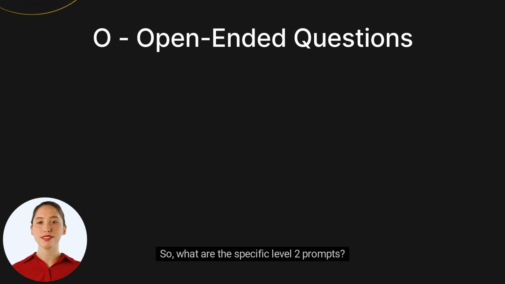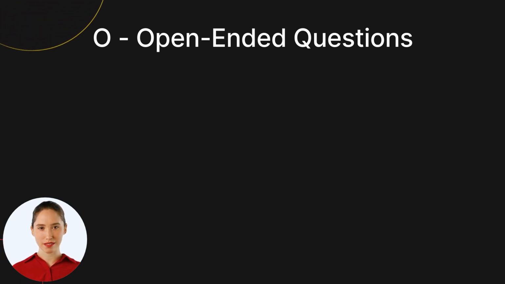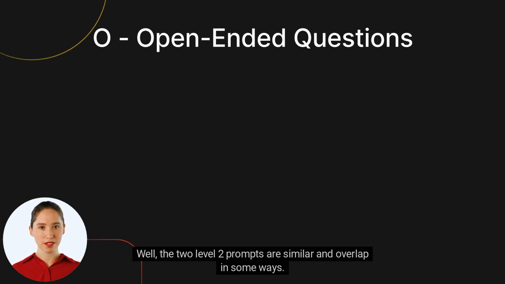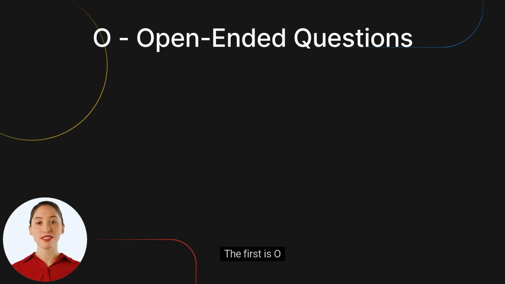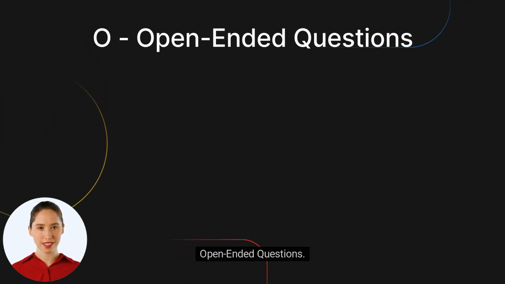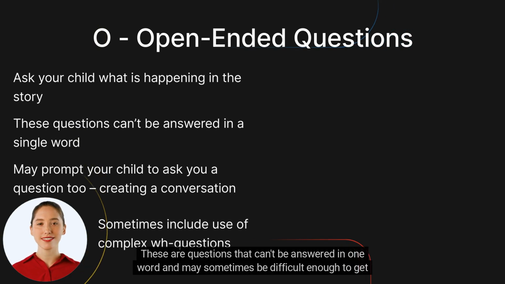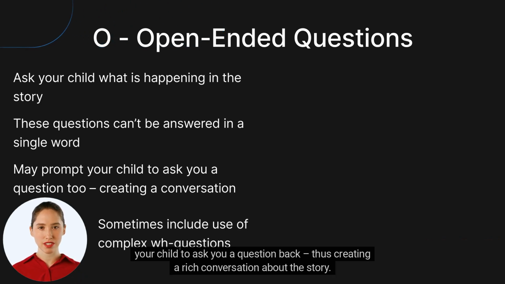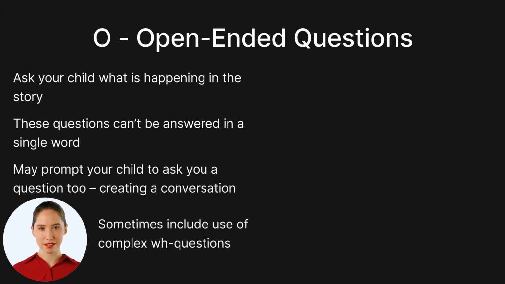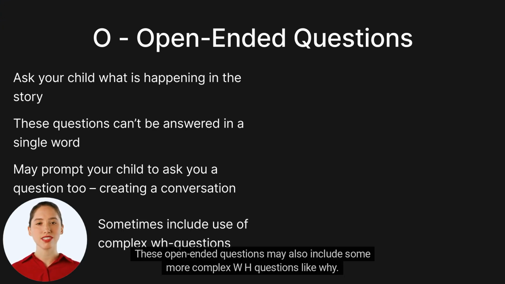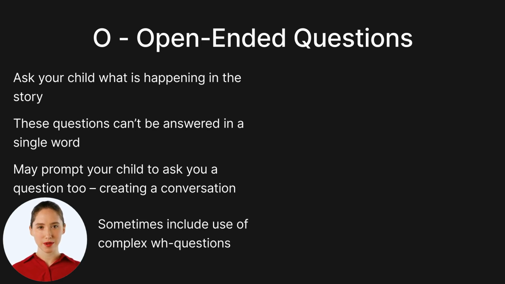So, what are the specific Level 2 prompts? Well, the two Level 2 prompts are similar and overlap in some ways. The first is O, open-ended questions. These are questions that can't be answered in one word and may sometimes be difficult enough to get your child to ask you a question back, thus creating a rich conversation about the story. These open-ended questions may also include some more complex WH questions like why.